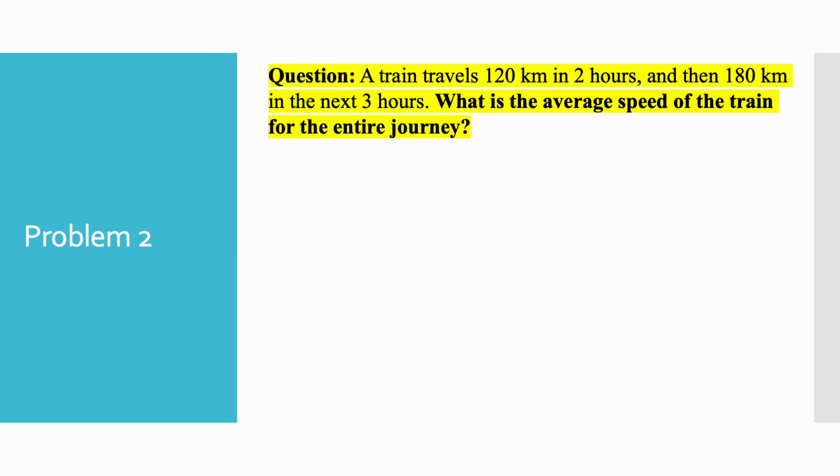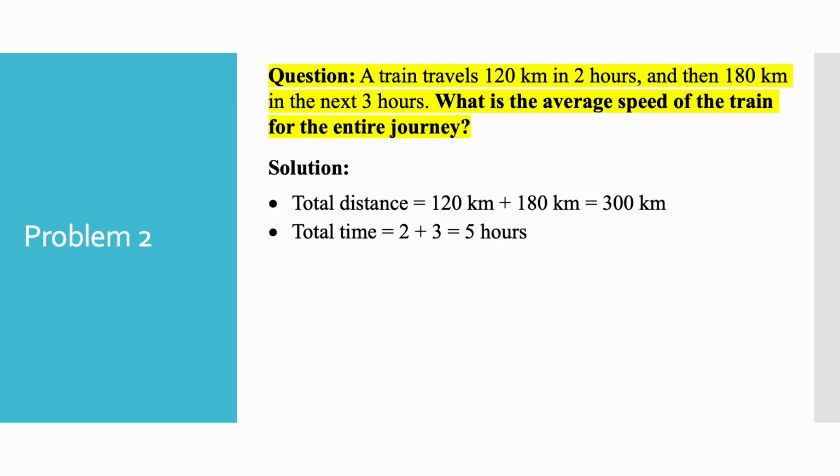Next problem. A train travels 120 kilometers in 2 hours and 180 kilometers in the next 3 hours. What is the average speed of the train for the entire journey? The total distance traveled by the train is 120 kilometers plus 180 kilometers, which is equal to 300 kilometers. The total time is 2 plus 3, which is equal to 5 hours. The average speed is total distance divided by total time. So 300 divided by 5 gives you 60 kilometers per hour. This is the average speed of the train for the entire journey.